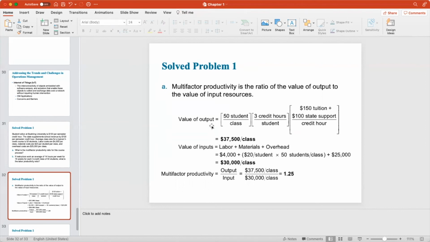After you get the output value and the input value, very simple, right? Just use output value divided by input value. You will get the multi-factor productivity, which is 1.25. Students may ask, what is the exact meaning of this productivity result? By just looking at this number, it doesn't have a specific meaning. But how can we use this to test whether our operation efficiency is good or not?